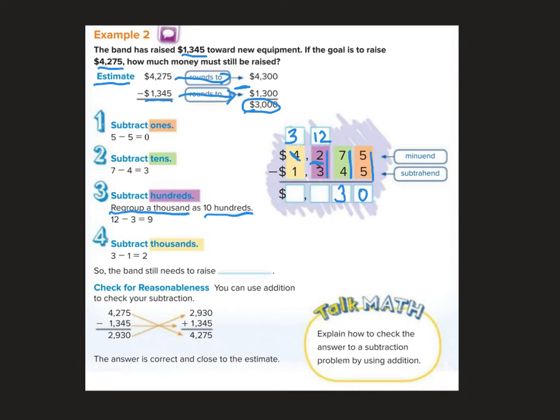12 minus 3 is 9. And 3 minus 1 is 2. So the band still needs to raise 2,930. Is that close to our estimate of 3,000? Yes, it is. And if you want to check for reasonableness, you can always use addition. So we just start at the bottom. We'd take 2,930 plus 1,345 equals, and hopefully we get our answer.